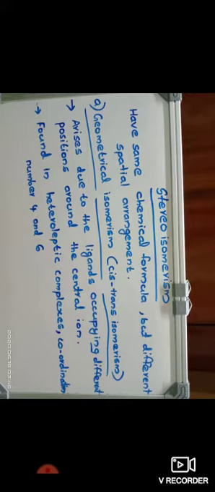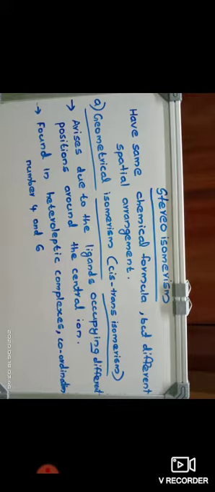There are mainly two types of stereoisomerism, geometrical isomerism and optical isomerism. Geometrical isomerism is also known as cis-trans isomerism. It is mainly related to the spatial arrangement of ligands around the central metal atom. Optical isomerism arises due to the way of rotating the plane polarized light.